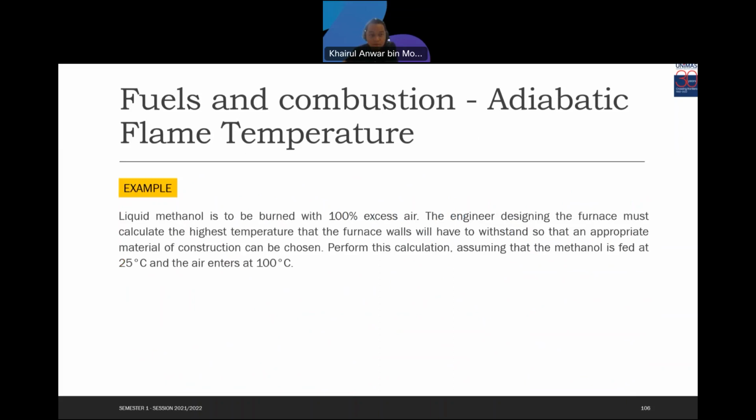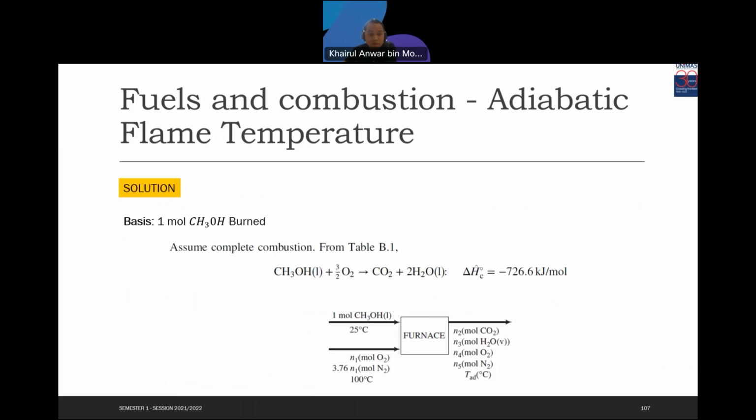Example for adiabatic flame temperature: liquid methanol is burned with 100% excess air. The engineer designing the furnace must calculate the highest temperature the furnace must be able to withstand so that the appropriate material of construction can be chosen. Perform this calculation assuming that methanol is fed at 25 degrees C and the air enters at 100 degrees. So highest temperature means T adiabatic. Assuming the process is adiabatic, the basis is 1 mole CH3OH.